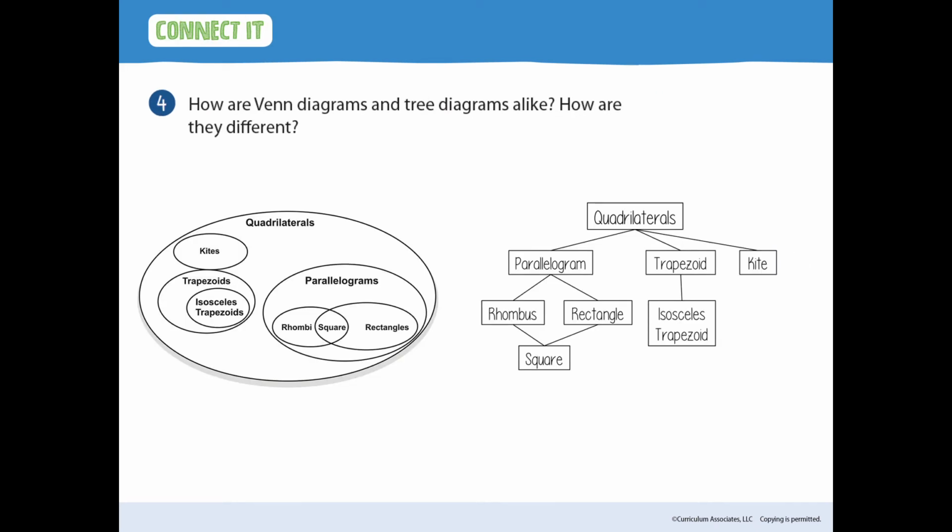How are Venn diagrams and tree diagrams alike? How are they different? I have on the screen here an example of a Venn diagram showing quadrilaterals, and an example of a tree diagram showing quadrilaterals. So Venn diagrams and tree diagrams are alike because both can be used to show relationships among categories of two-dimensional shapes. They are different because Venn diagrams show relationships among categories of shapes using circles or ovals, but tree diagrams show relationships among categories of shapes with lines between separate boxes.